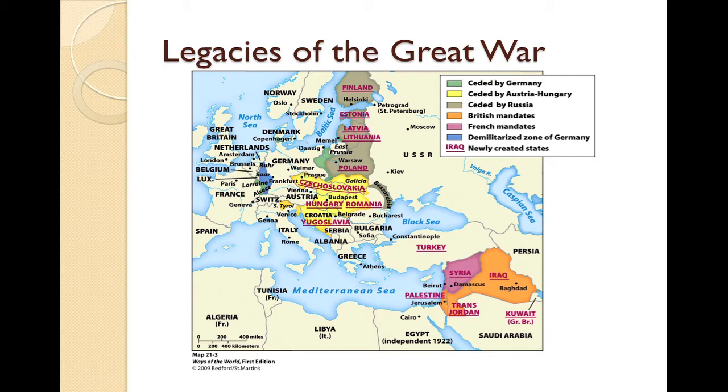Another significant cause was the final collapse of the Ottoman Empire into a new nation called Turkey, and resistance to European rule in the colonies of Africa and Asia. And finally, one of the legacies of the Great War was the rise of the United States and Japan as world powers.